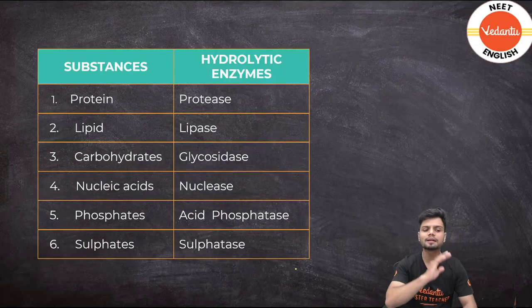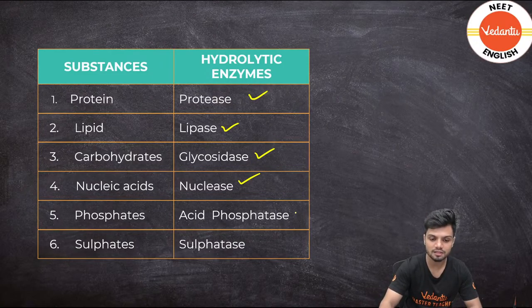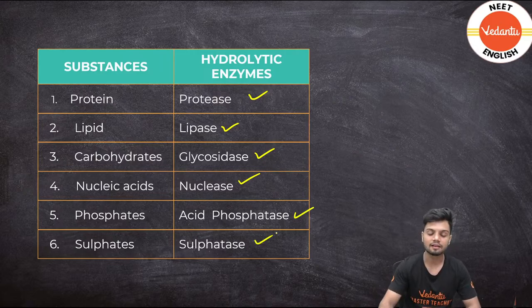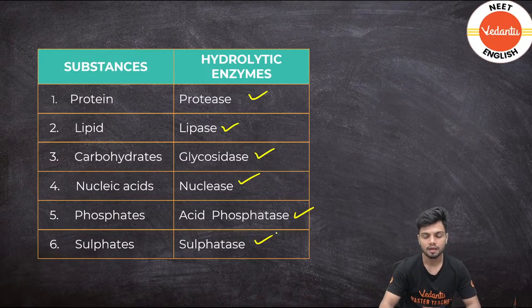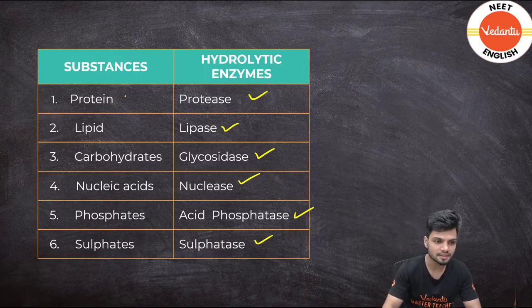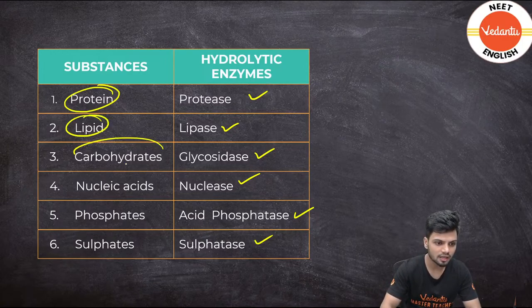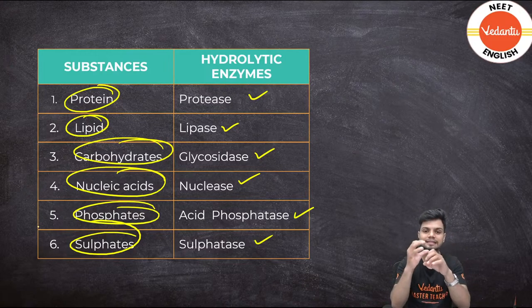Now there are multiple types of hydrolytic enzymes here, such as your proteases, lipases, glycosidases, nucleases, acid phosphatase, as well as sulfatase. All of these are different hydrolytic enzymes present inside the lysosome. This lysosome can completely digest proteins, lipids, carbohydrates, nucleic acids, phosphates and sulfates. It can completely digest them.